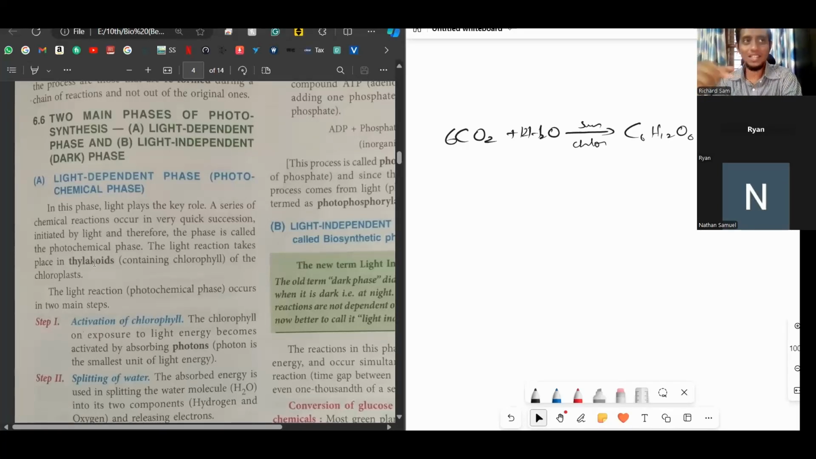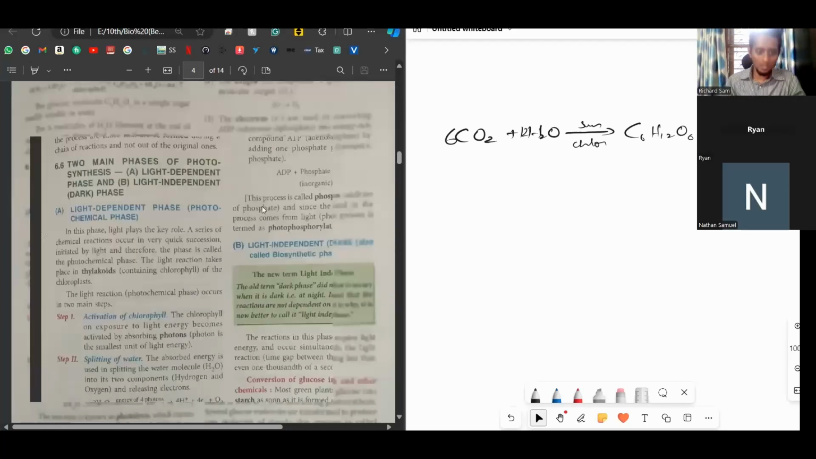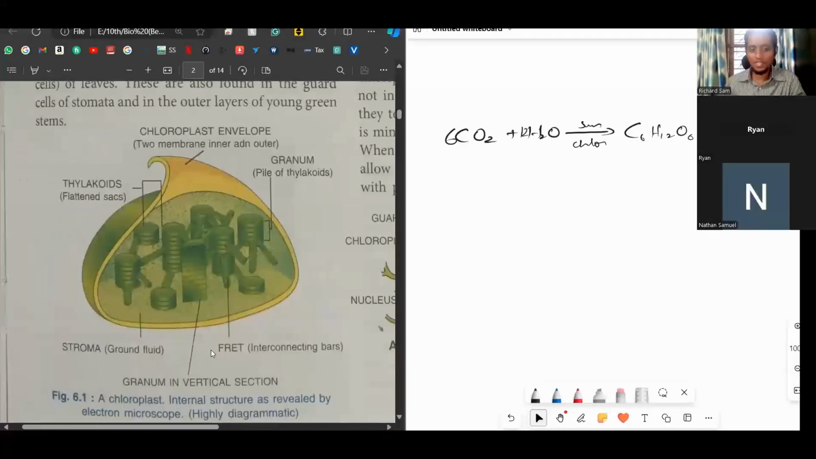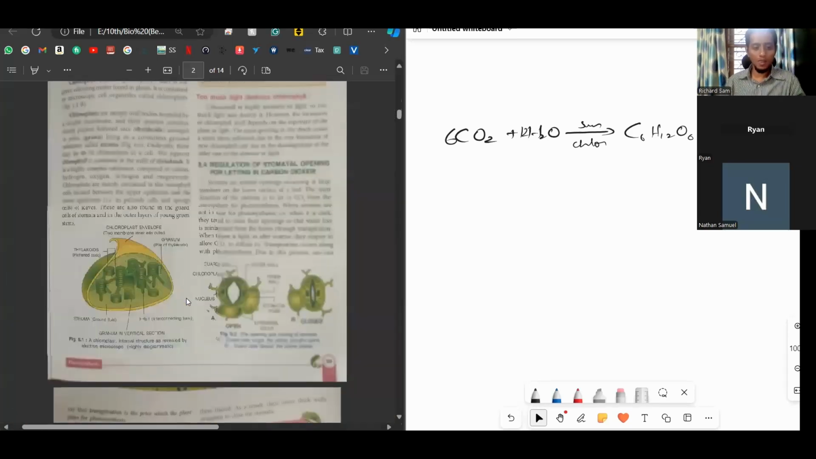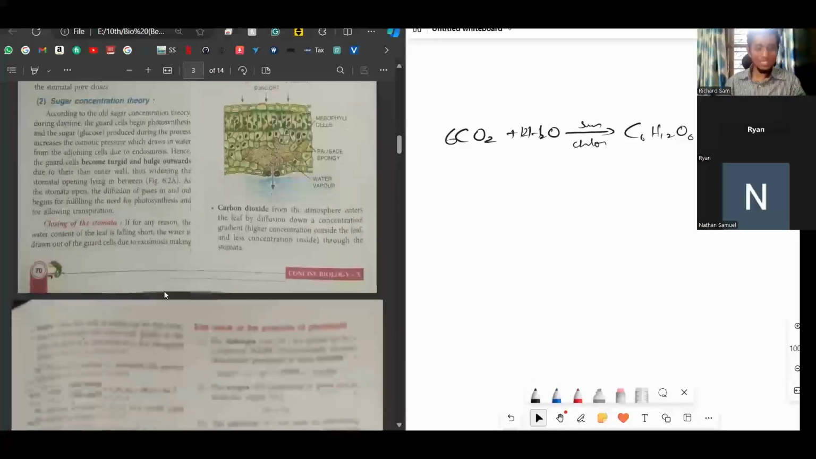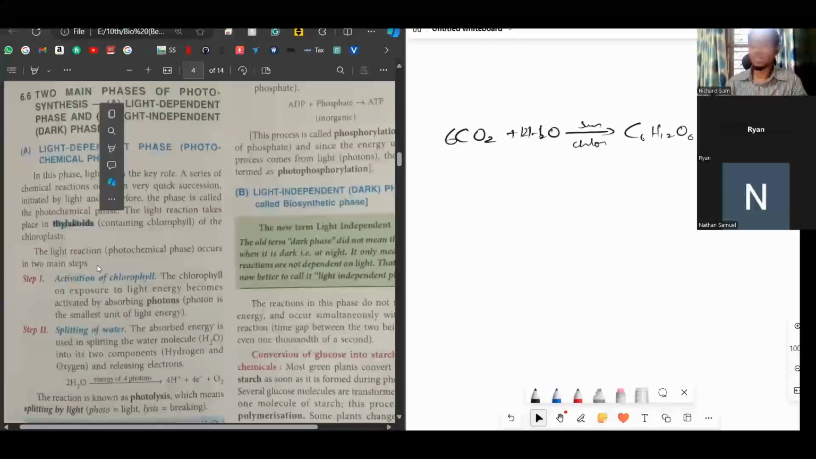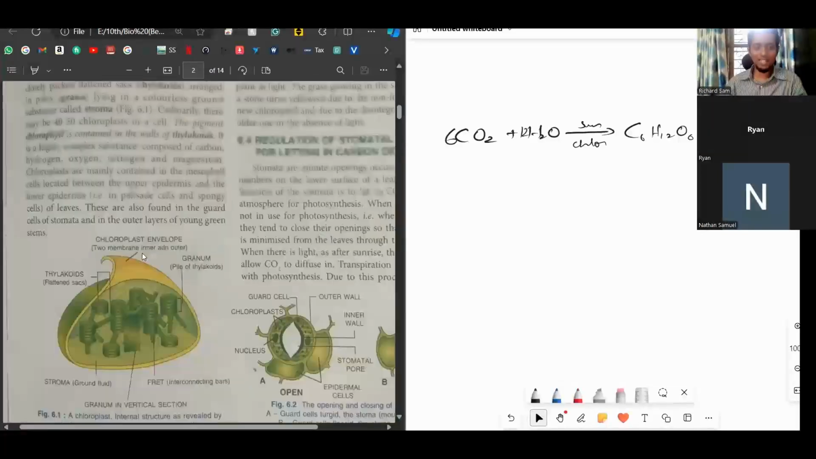And these grana are attached to each other with the help of, what is that called? There's a name for that also. Picture is here. Fret. Yes, fret. Frets are those interconnecting bars. All right, so remember this. Where does this light dependent reaction take place? In the thylakoids, in those flat sacs.